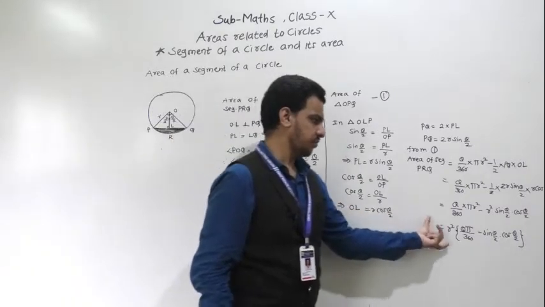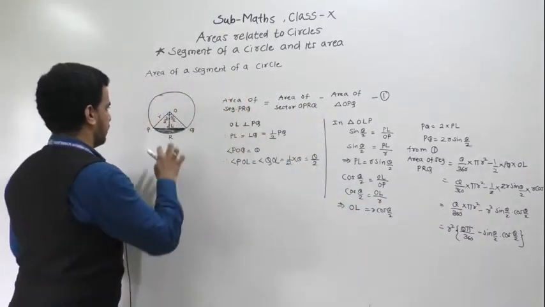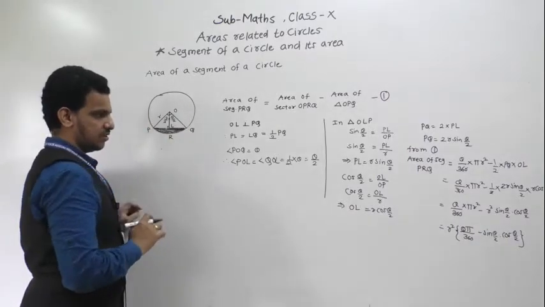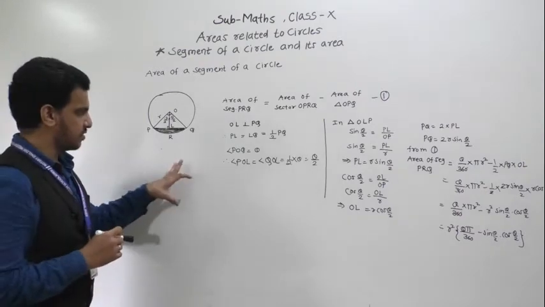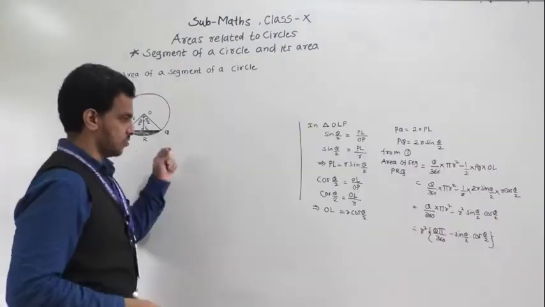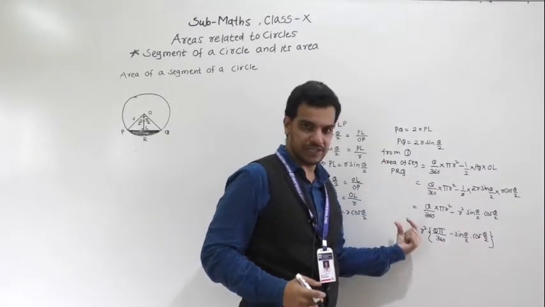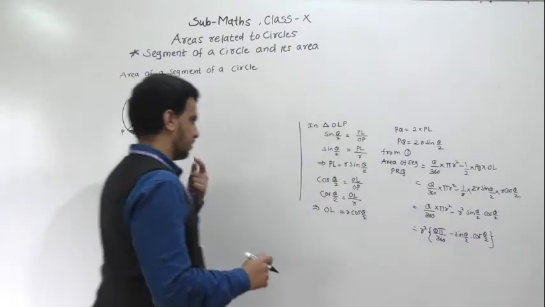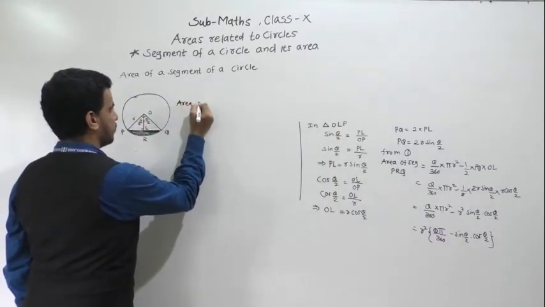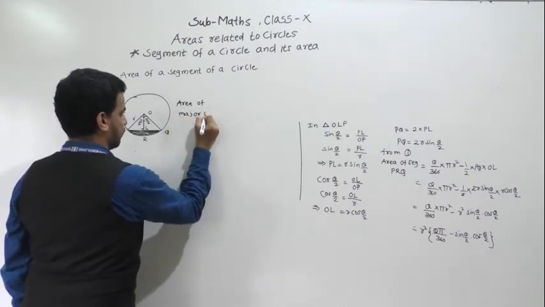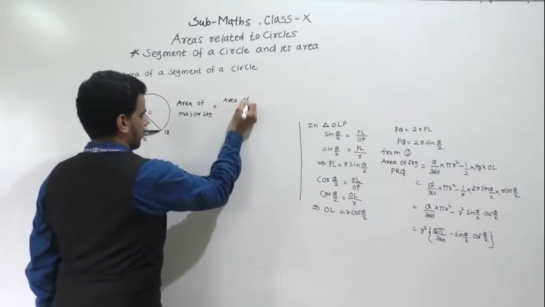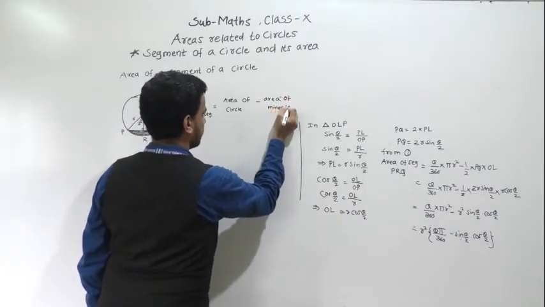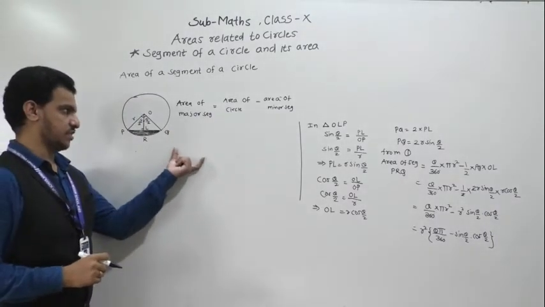This is a minor segment. So the area of major segment, we can find as area of circle minus minor segment. Okay, we will get the area of major segment. Now we will take some points related to this segment. We know that the area of segment PRQ, that is a minor segment, is r square in bracket theta pi upon 360 minus sine theta by 2 into cos theta by 2. So by using this, the area of major segment is area of circle minus area of minor segment. So this is the formula to find the area of major segment.